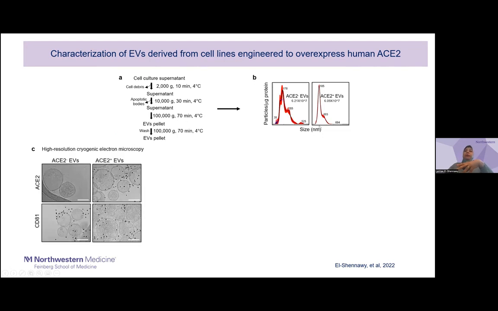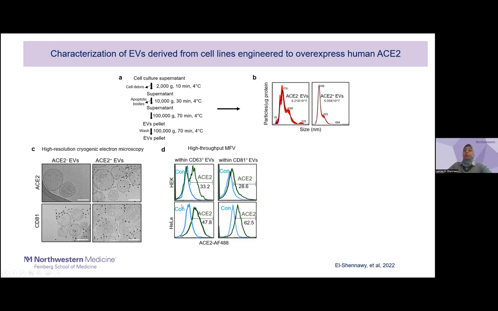Using cryo-EM, we found that ACE2 expression was detected on the EVs isolated from ACE2 expressing cells, but not from those isolated from the control wild type cells, while the exosomal marker CD81 was expressed in both types of vesicles. Also, using microflow cytometry, we found that within the extracellular vesicles expressing the exosomal marker CD63 or CD81, we detected ACE2 expressing vesicles using this nice technology.